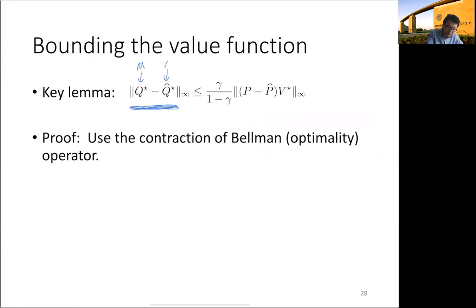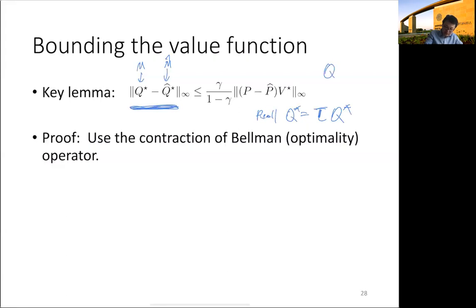This is the optimal value function of the approximate MDP, and they each satisfy this Bellman optimality condition. Okay, so let's try to prove this. Recall that they satisfy the Bellman optimality condition, which says that if you apply the Bellman operator, then this is a fixed point, right?